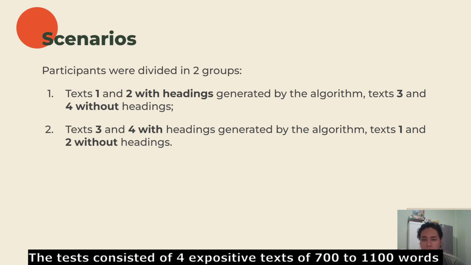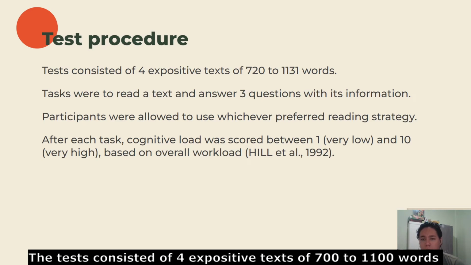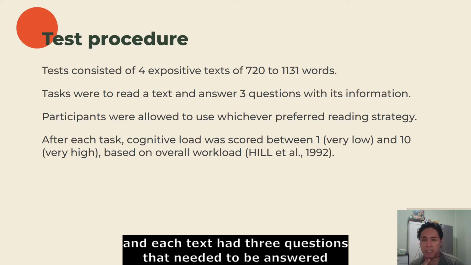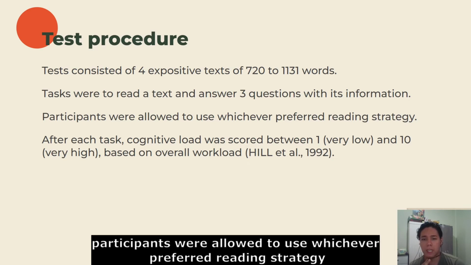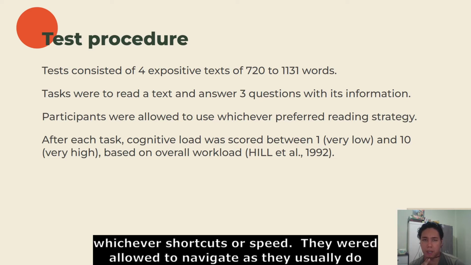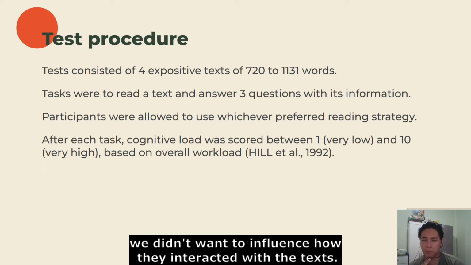The test procedure consisted of 4 expositive texts of 700 to 1100 words, and for each text we had 3 questions that needed to be answered by the participants. They were allowed to use whichever preferred reading strategy, whichever shortcuts, or speed. They were allowed to navigate as they usually do. We didn't want to influence how they interact with the text.